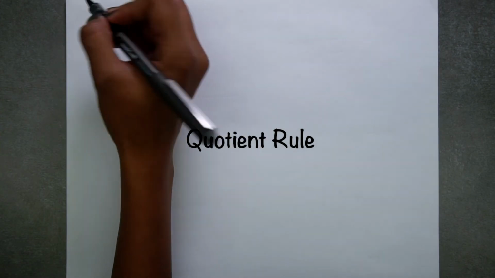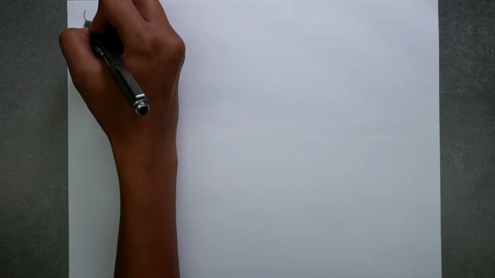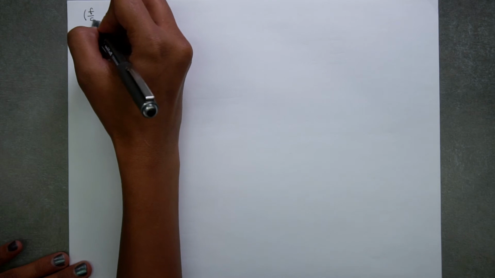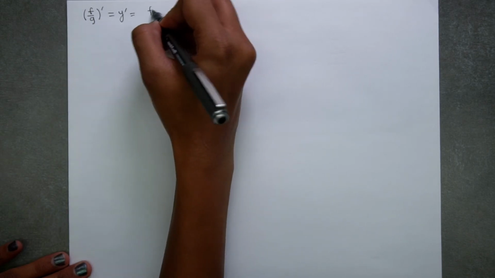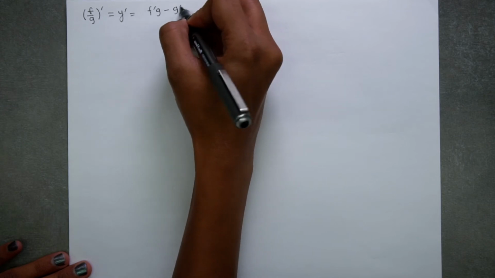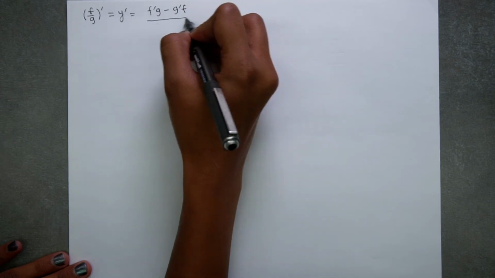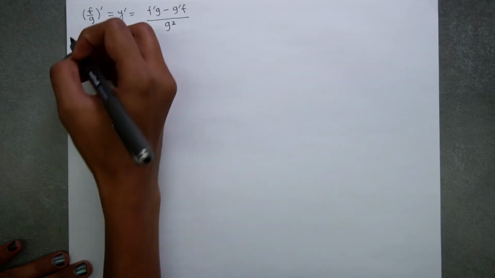Now we're going to look at the quotient rule. It's similar to the product rule, but now we're looking at the quotient of two functions, f and g. And it looks like f prime g minus g prime f all over g squared.